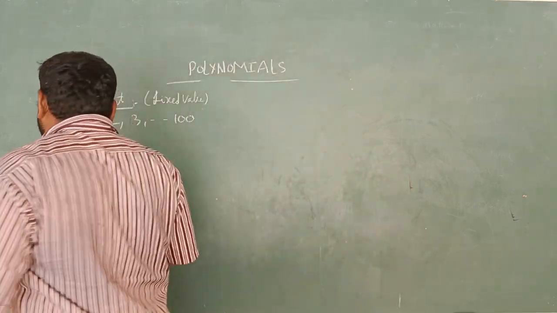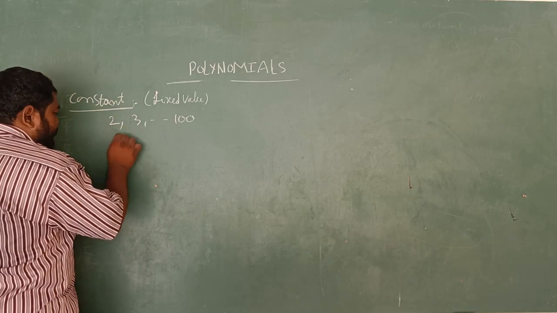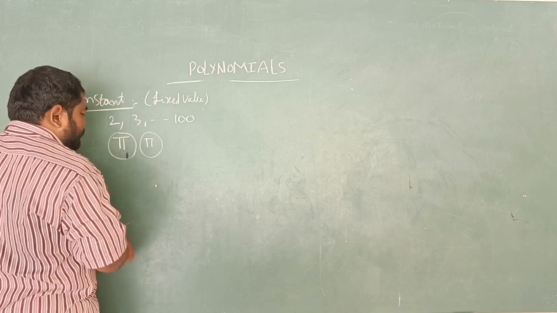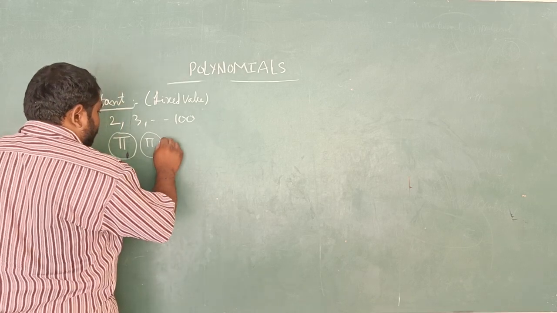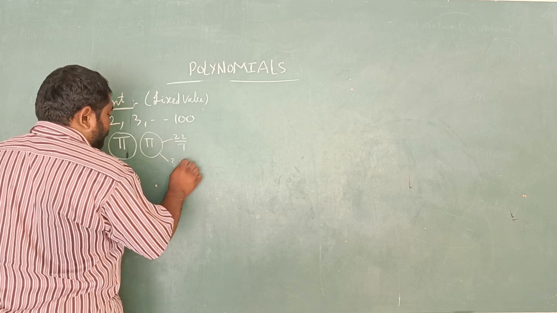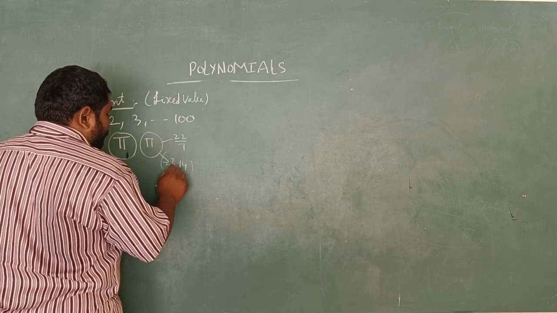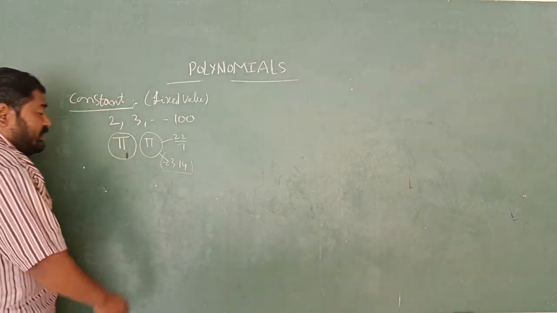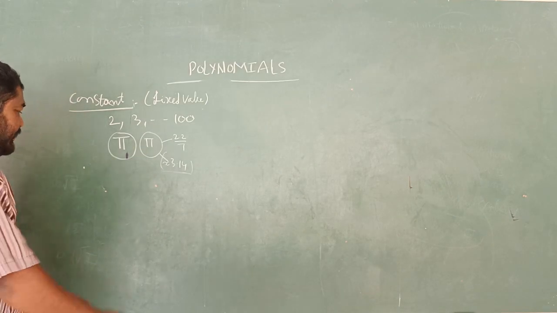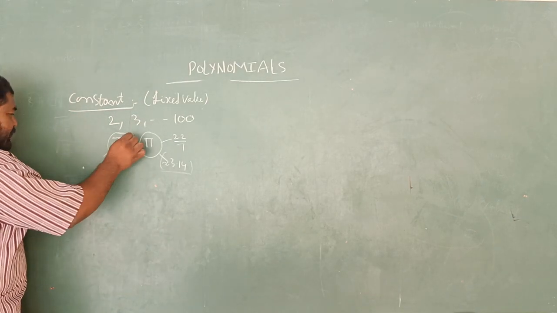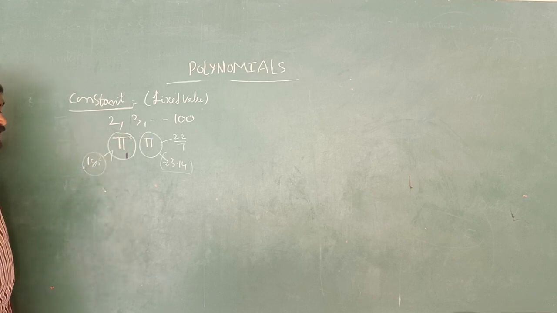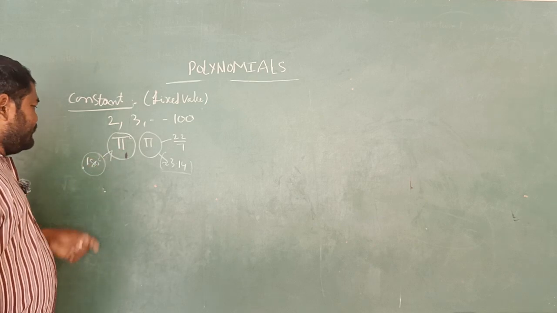For example, pi. In trigonometry, we use pi radians. In circles, we use pi. In finding the area of circles, we use pi. The value of pi is 22 by 7, which is constant, approximately 3.14, not the exact value of pi. Here, pi is a constant. Here, pi is a symbol. In trigonometry, we use pi radians, which is equal to 180 degrees.